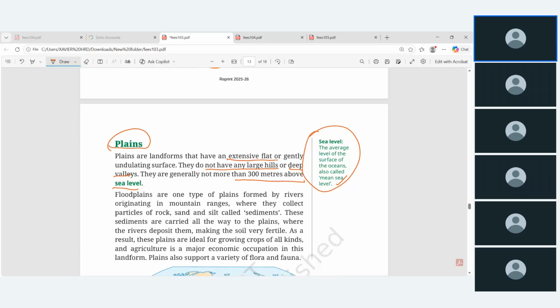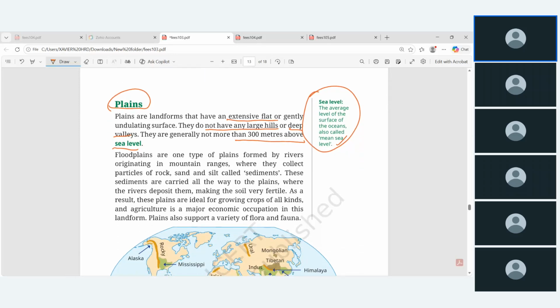So flood plains are one of the plains formed by rivers from the mountain ranges. And the rivers bring sediments, and these sediments are carried all the way to the plains where the river deposits them, making the soil very fertile. Okay, as a result, these plains are ideal for growing crops of all kinds. And the major economic activities or economic occupation will be in the riverine plains.